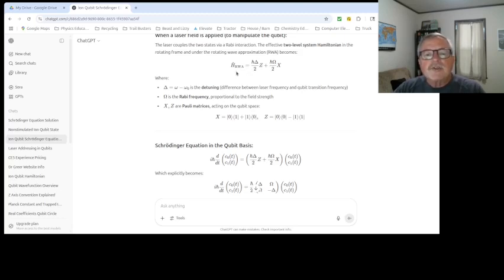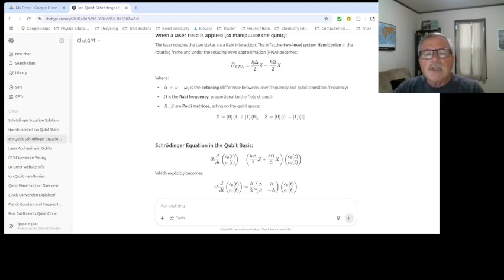So this RWA Hamiltonian, remember the last one had a sub 0 there. That was with just the bare ion with no lasers involved. The laser couples the two states via a Rabi interaction. Anyway, it has to do with frequencies.